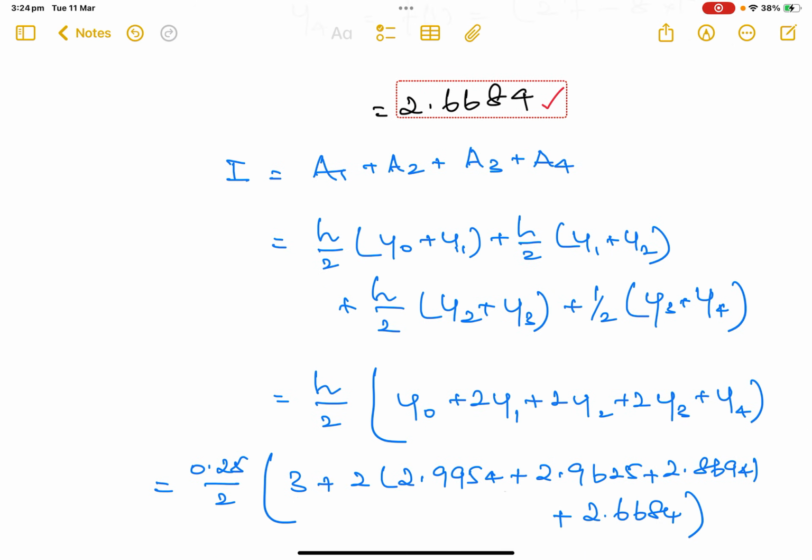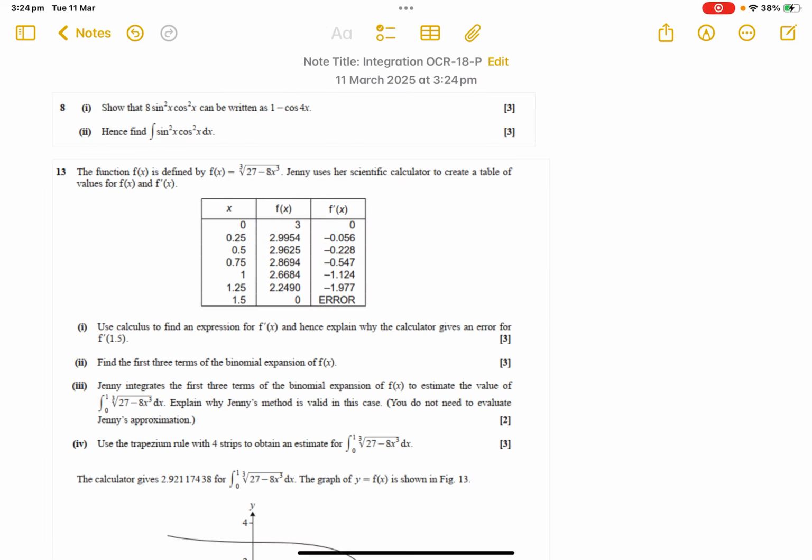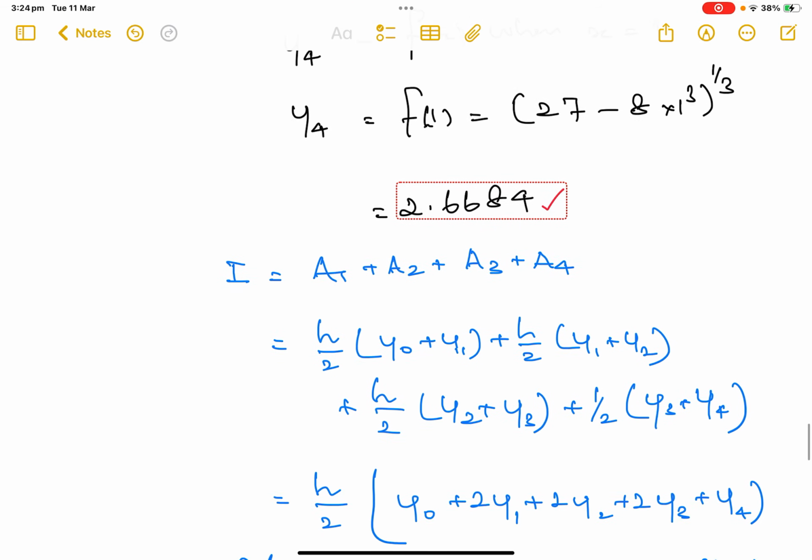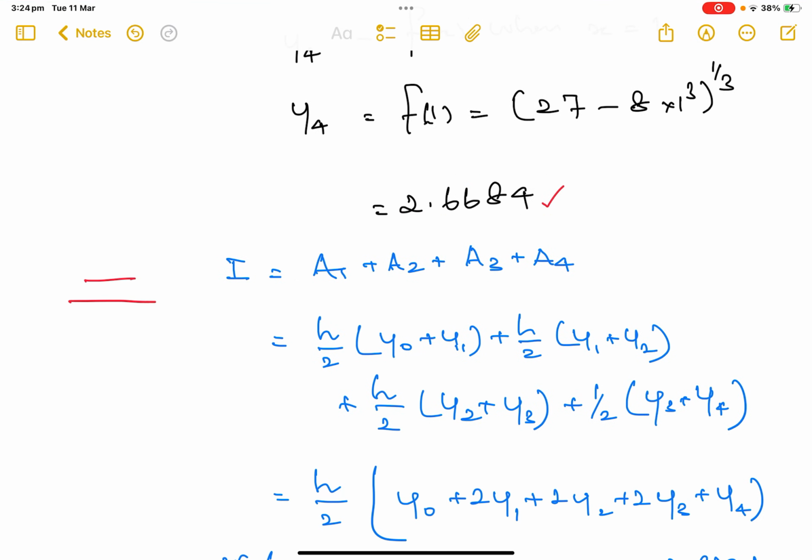So, right, the first one, A1: the width of the strips, we said, is H. The trapezium, if you look at it, here we go. So this is H, this is y0, this is y1, and so the area A1 equals half times the height, which is H, times the addition of y0 plus y1.